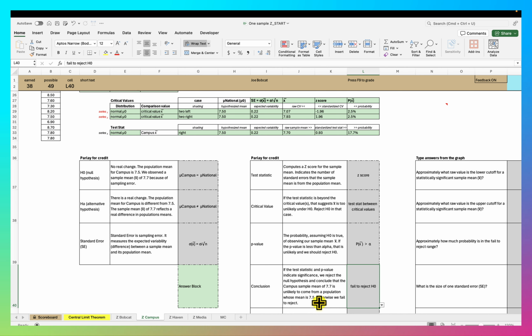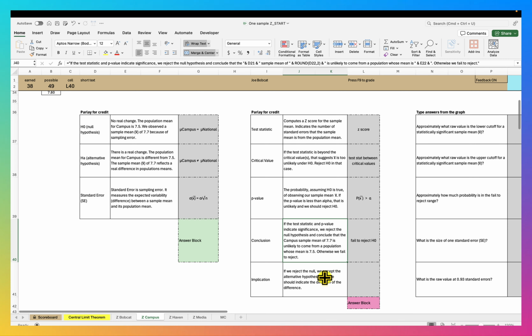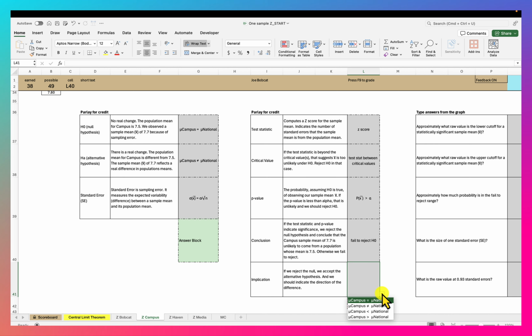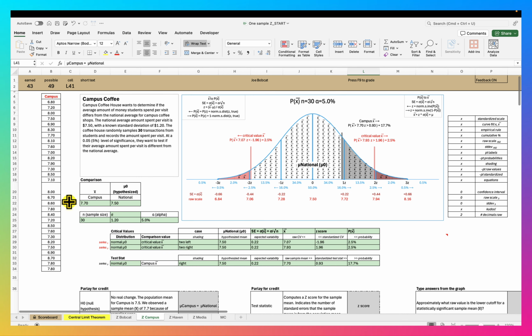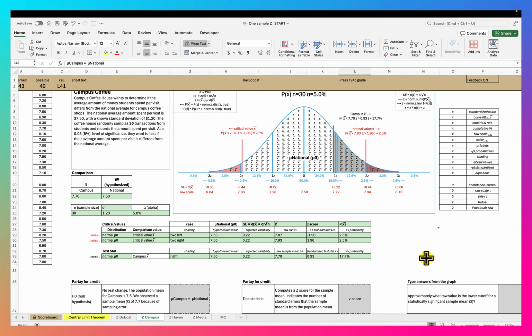The reason we fail to reject is because this is not true, right? The test and the p-value do not indicate significance. In fact, they indicate just the opposite. So if we reject the null, we accept the alternative, and we should indicate the direction of the difference, but we're not rejecting the null. So we're really saying the two are equal. Which is wild, right? Because you're thinking, well, that is a difference, but not a meaningful difference. That could have just been sampling error.